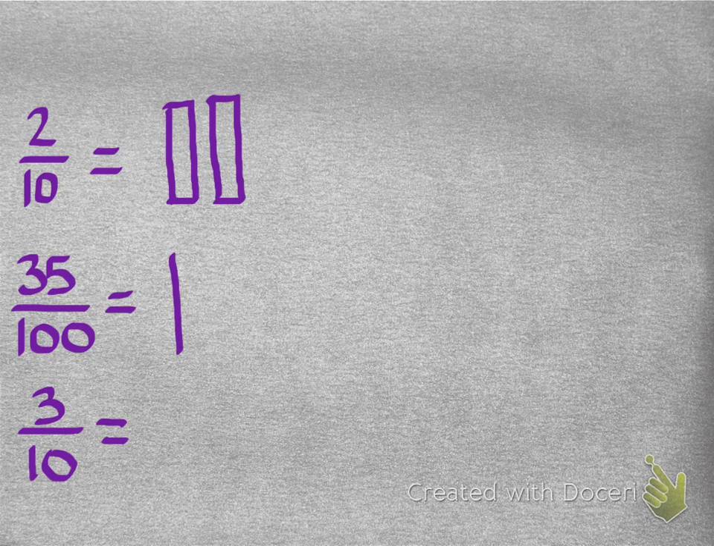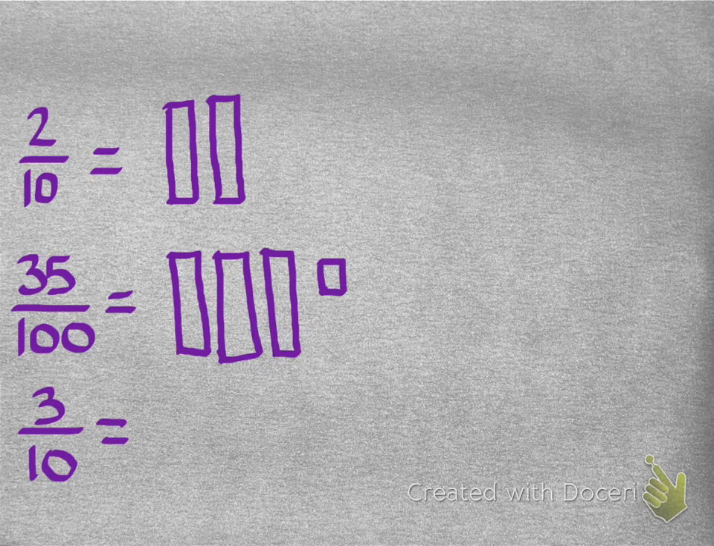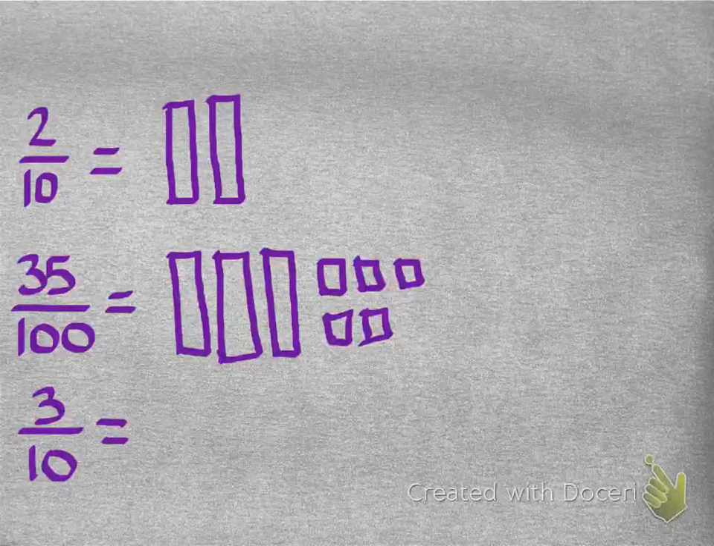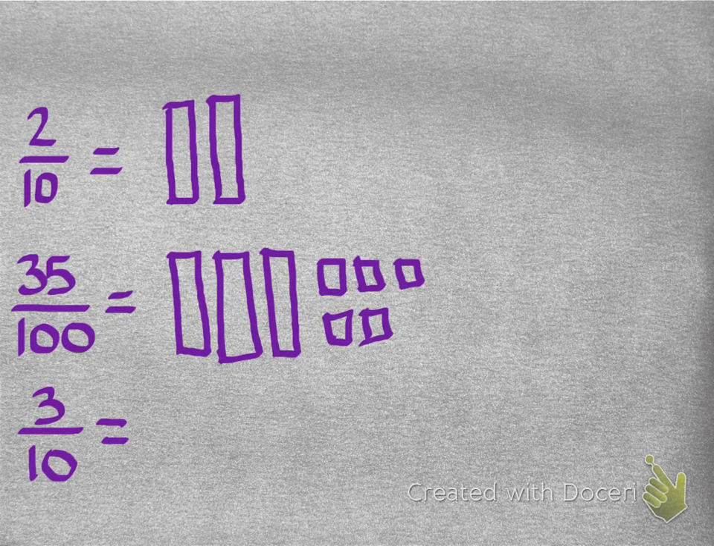Okay, what if I have 35 over 100? I could do 3 longs, which is going to give me 30. And then I could do 5 cubes, which is going to give me that 5. So 10, 20, 30 with my longs plus 5 is 35 over 100.